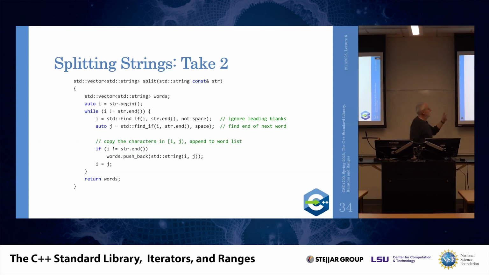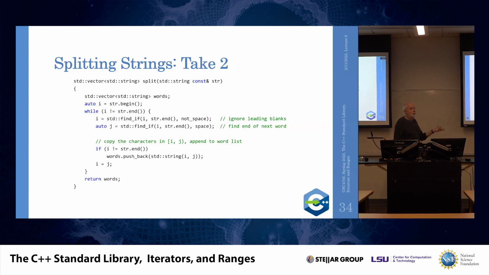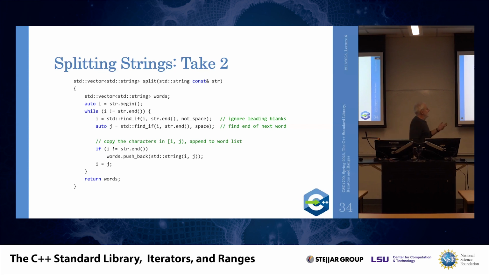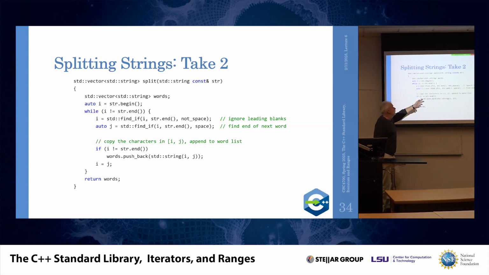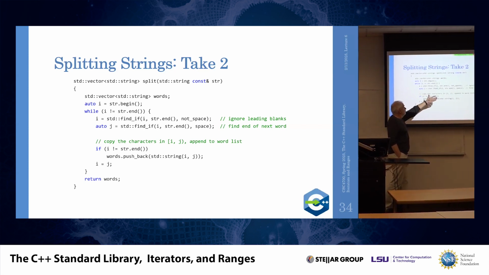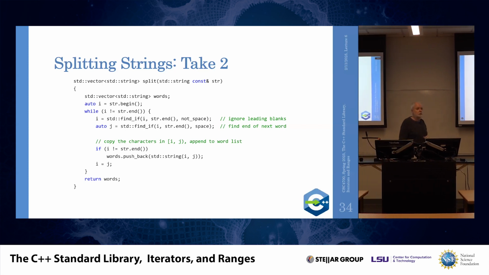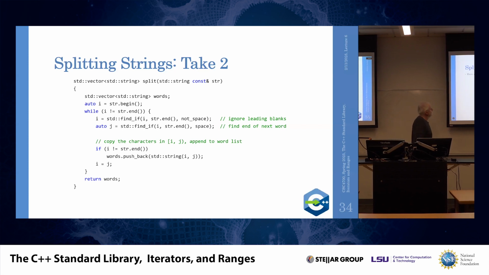So we can do the same as before. And now it's much more compact and much easier to understand what it's actually doing, because you don't have to understand what the loops are doing. You just look at the algorithm. Okay, find_if, not space. I know what it's doing. And it will return an iterator that refers to the first character that is not a space.